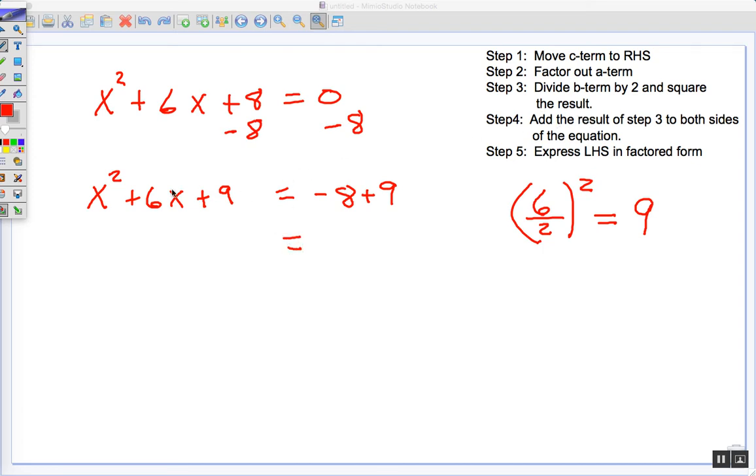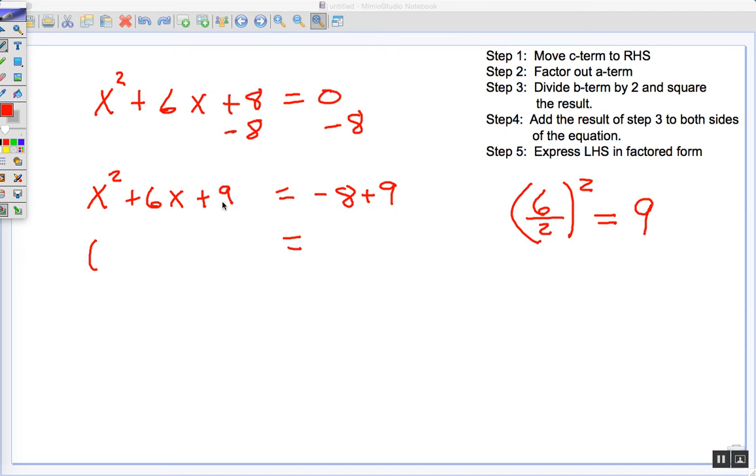So now, look at this side of the equation. That's an equation that's really easy to factor. And we made that happen by dividing the b term by 2 and squaring it. We didn't break any rules. When we moved this over, we subtracted 8 from both sides, so we kept our equation balanced. When we added 9, we added it to both sides, so we kept our equation balanced. But now I can write this in factored form.